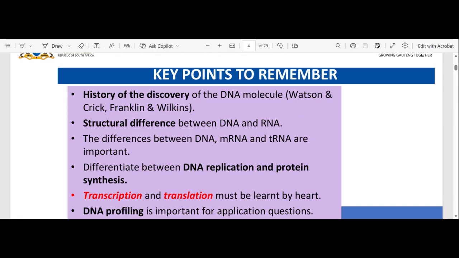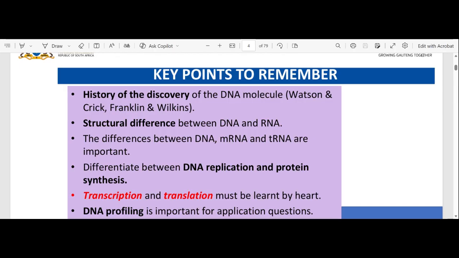I'm amazing myself. So today we'll be focusing on DNA and meiosis, right? But firstly, we'll start with DNA. The important points that you should know and remember are the history of the discovery of the DNA molecule. You should understand the roles that Watson, Crick, Franklin, and Wilkins played in discovering DNA, who ended up getting the Nobel Prize, and who discovered the X-ray structure of the DNA. So it's important for you to understand those things.